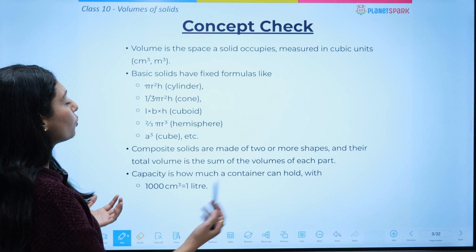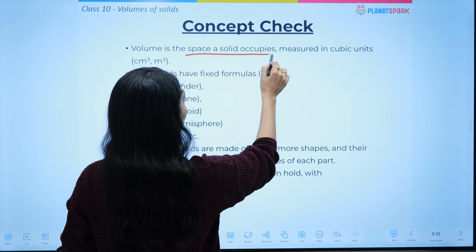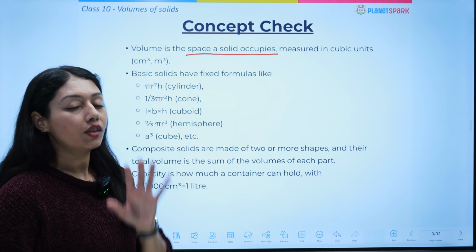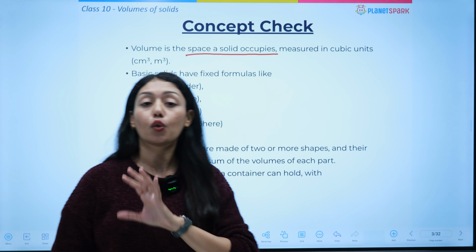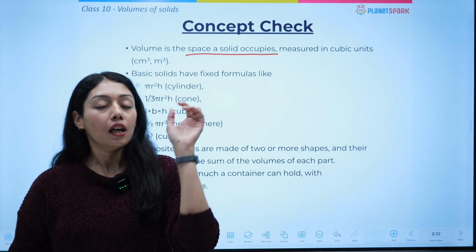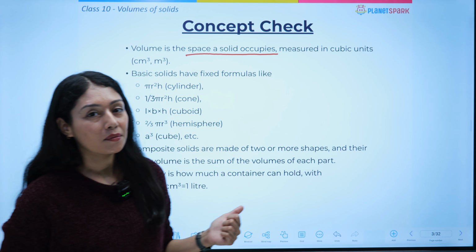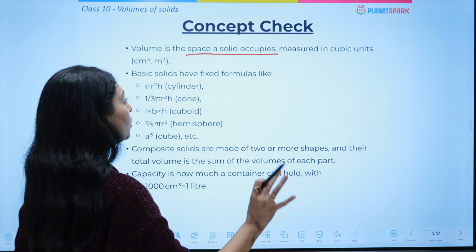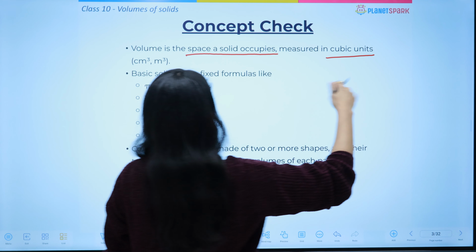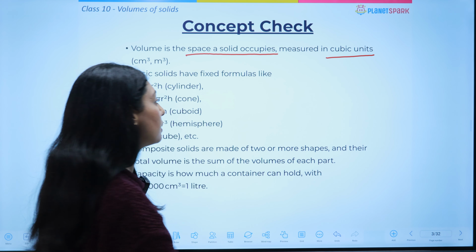Now, volume is the space a solid occupies, right? In Grade 9 we have already done the volumes of all the different shapes. If you want to revise that concept quickly, everybody, we have just completed the same topic in Grade 9. So go to the channel, check those videos quickly and then come back here. Okay. So units, we all know, will be in cubic units, cubic centimeter or cubic meter.